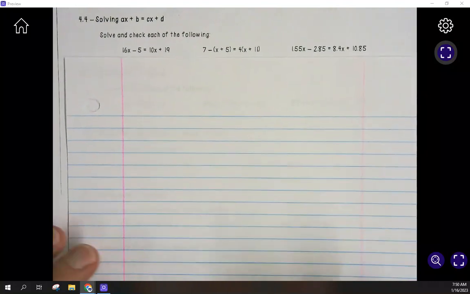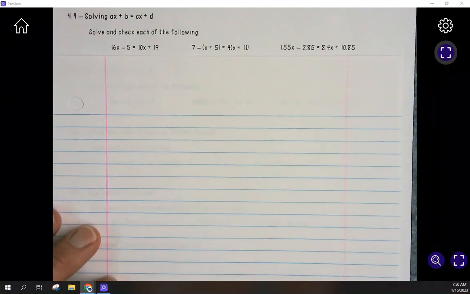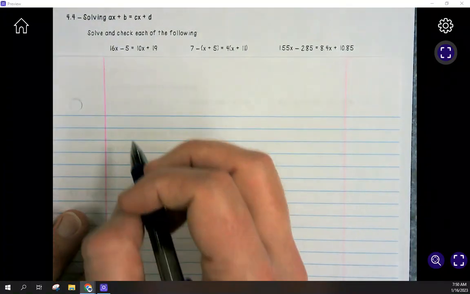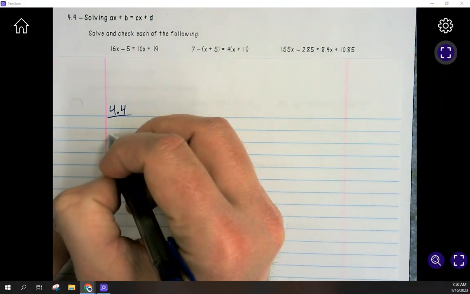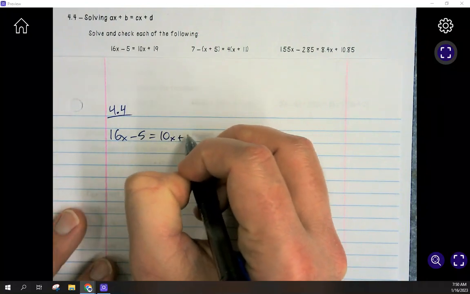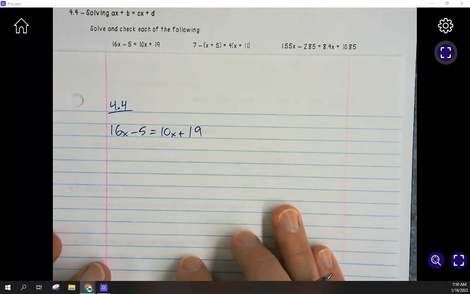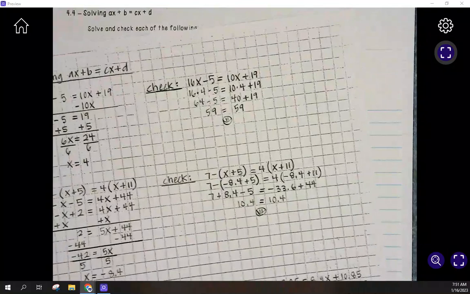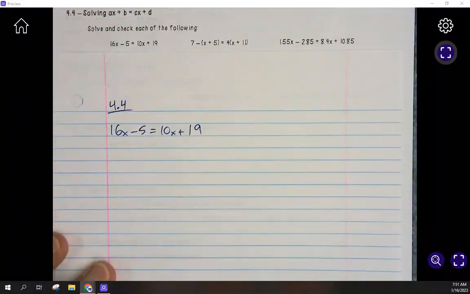We're going to use a separate sheet and we will staple it just because these require so much work that it's going to be difficult to fit it all on there. If you can fit it, that's fine. So this is 4.4. And I'm not going to do the checks on here, but you have an answer key that's provided for you that shows the check. So if your check doesn't work out, go check the answer key and you can see that.